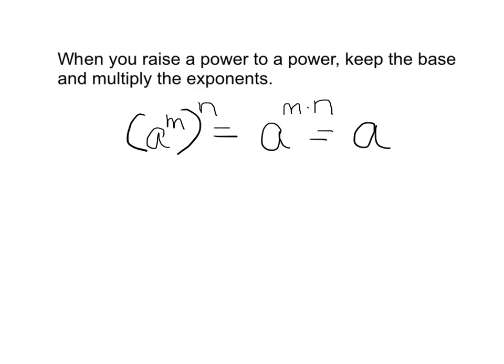And you don't have to write the multiplication sign. You can put them right next to each other. So you have m times n. When they're written right next to each other, we know that they're being multiplied. We don't have to write the multiplication sign to indicate that.